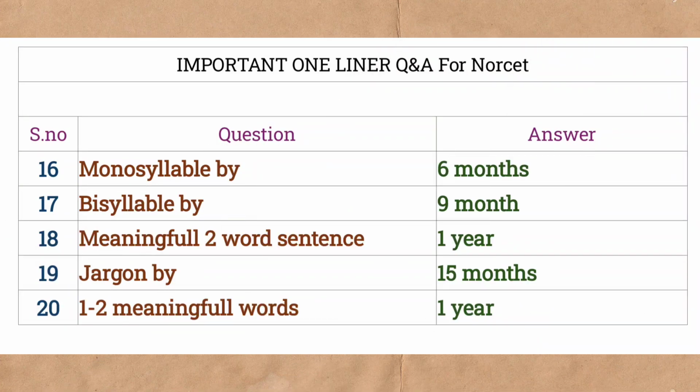16. Monosyllable by 6 months. 17. Bisyllable by 9 months. 18. Meaningful 2-word sentence: 1 year. 19. Jargon by 15 months. 20. 1 to 2 meaningful words: 1 year.